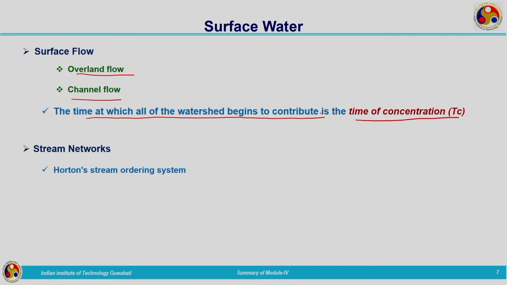After understanding the overland flow and channel flow, we have gone through stream networks. Stream networks are very important whenever catchment hydrology is dealing with, because these streams are the agents which are collecting the water from different parts of the catchment and making the flow through them to reach the outlet point. And under stream networks, we have covered Horton's stream ordering system, drainage density and stream density.